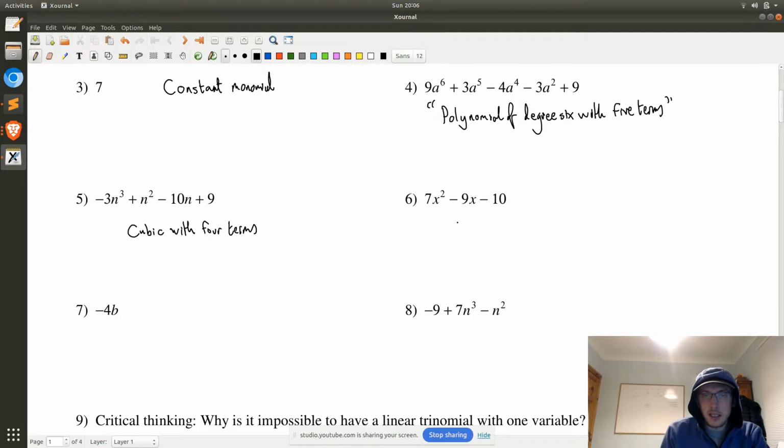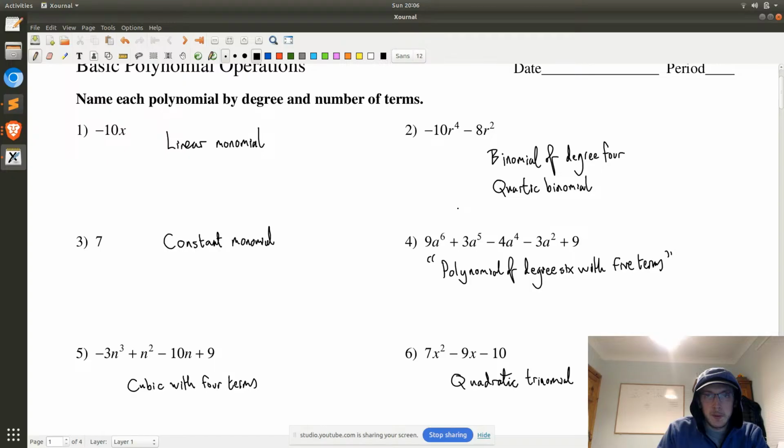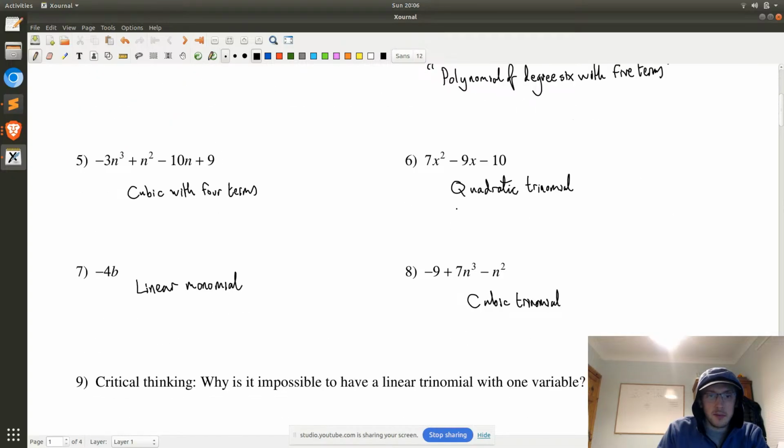A quadratic trinomial. A linear monomial. And a cubic trinomial. Right, let's just make sure that they haven't done this with any of the others. Okay, doesn't appear so. Right.